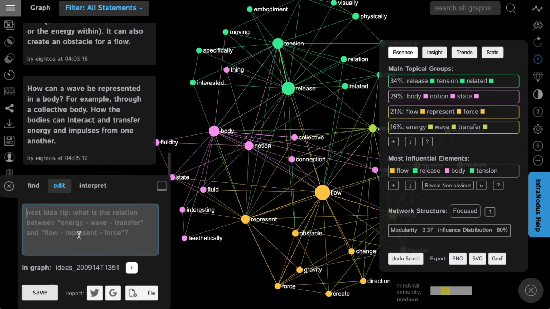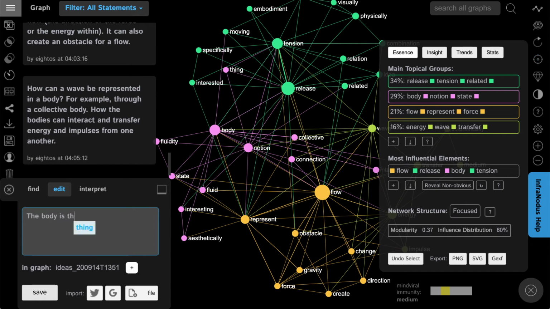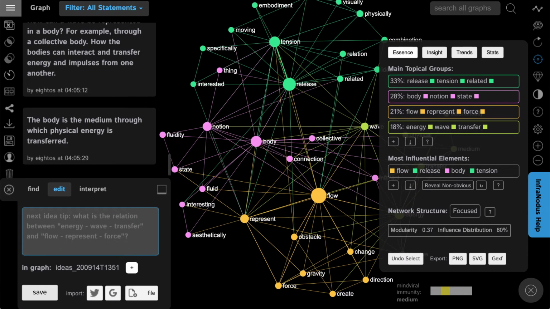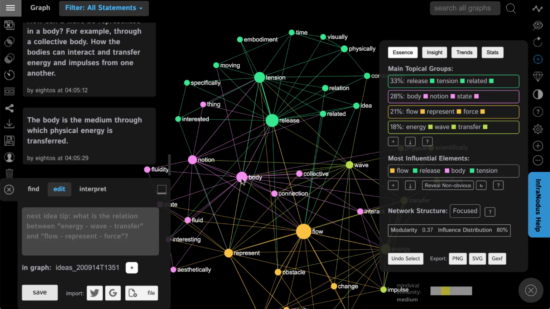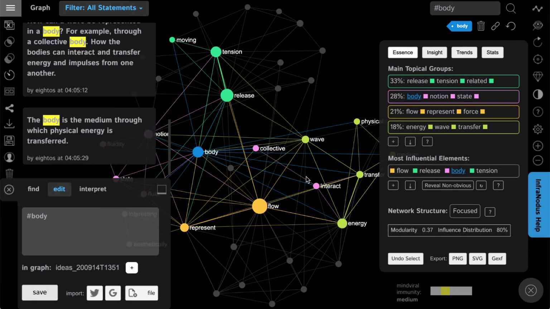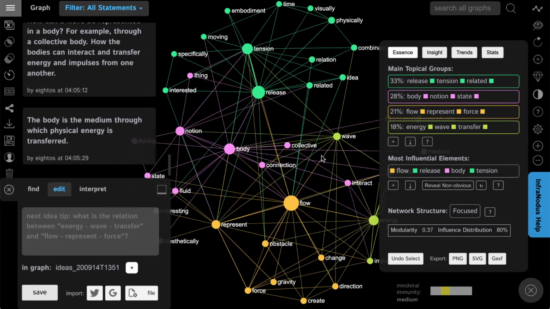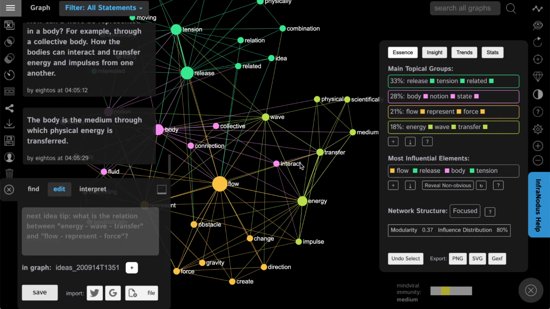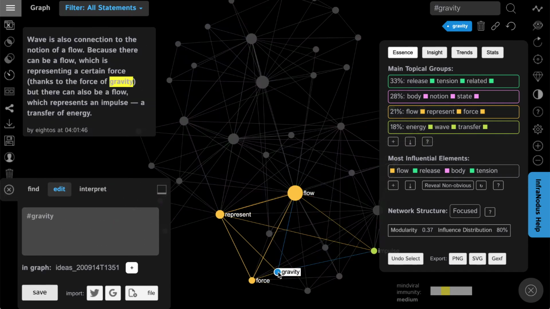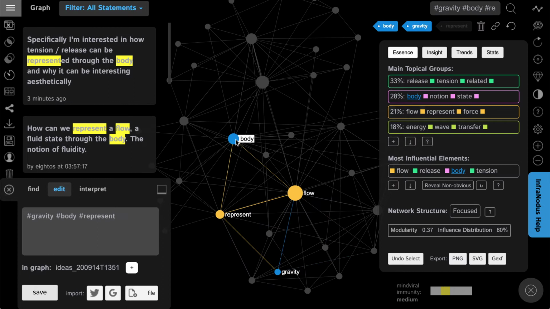Okay. Also, the body is the medium through which physical energy is transferred. Okay. Then it also makes me think, I can click on the nodes and see what it's connected to and also reveal what it's not connected to. So for instance, somewhere before we talked about the notion of gravity here, and it's not yet connected to the notion of the body. So we can click on those two nodes and see how they could be related.